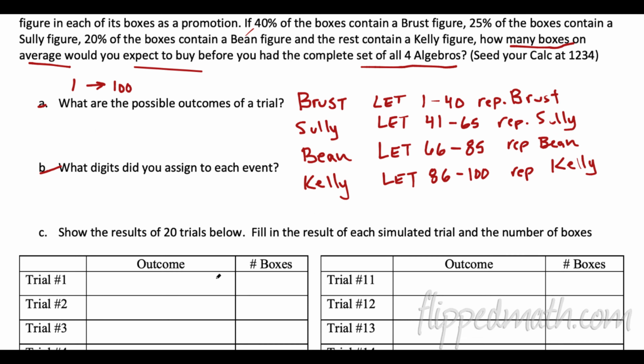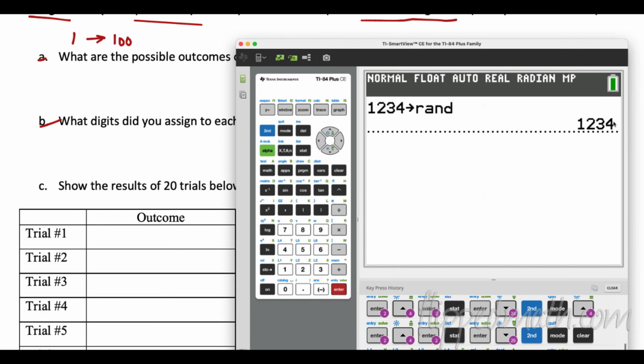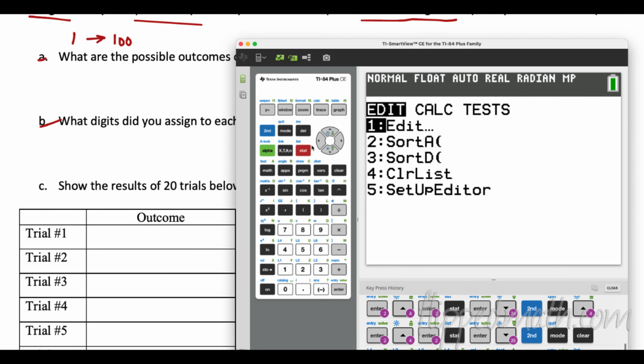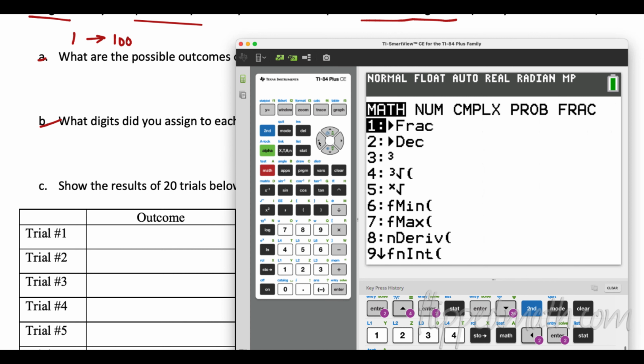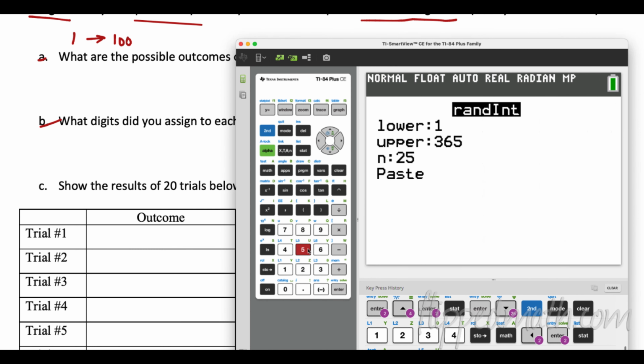Now we're going to show the results of the 20 trials below. So again, make sure that you seed your calculator for this one so we get the same answers. Let's see how we can pull these numbers out. We're going to hit math and go to probability and choose choice 5. In this simulation, the lower number is going to be 1, but the upper number is going to be 100. I'm going to pull them one at a time here because it's a little more complicated.